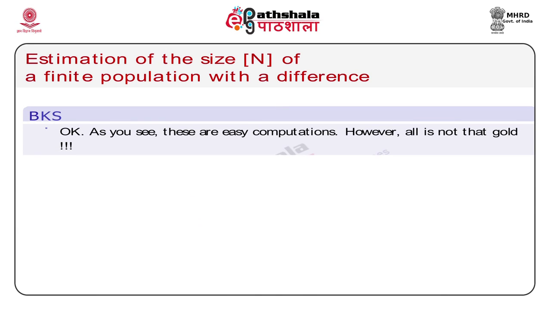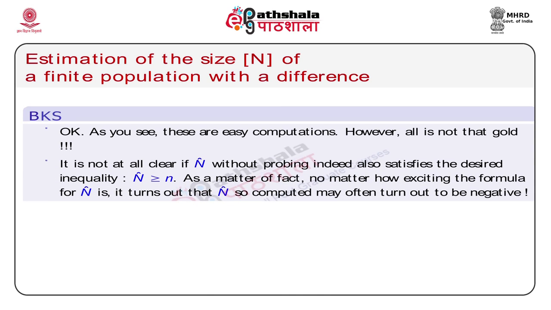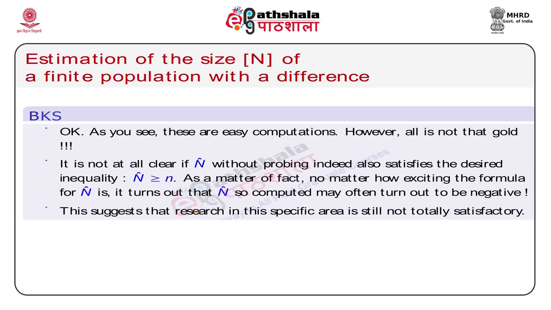So, as you see, these are easy computations, however, it is not all that good. It is not at all clear if N hat without probing indeed also satisfies the desired inequality N hat greater than or equal to n. As a matter of fact, no matter how exciting the formula for capital N hat is, it turns out that capital N hat so computed may often turn out to be negative. Not only weird, but it could be large negative, large positive, all kinds of scenarios are there. This suggests that research in this specific area is still not totally satisfactory. So, this itself is a very important theoretical discovery.